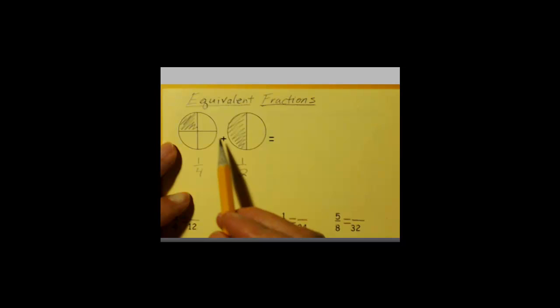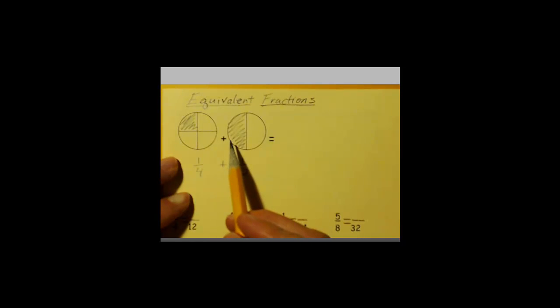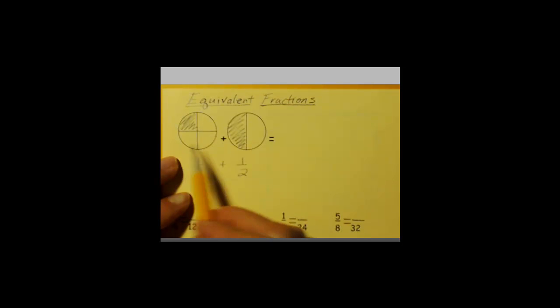Now, this is a very, very basic problem, and I think that many of you know what the answer is here, but I want to take a look at the mechanics of this. Pictorially, we can see what we're doing here, that we are trying to add two different size pieces. But a lot of times you're not going to have the picture to work with. You're going to be dealing with the fractions.